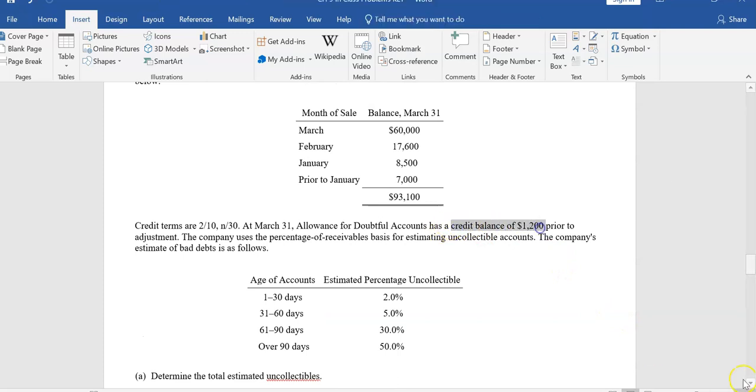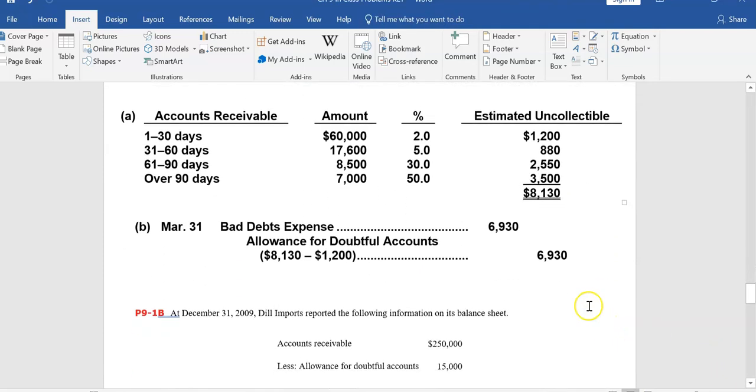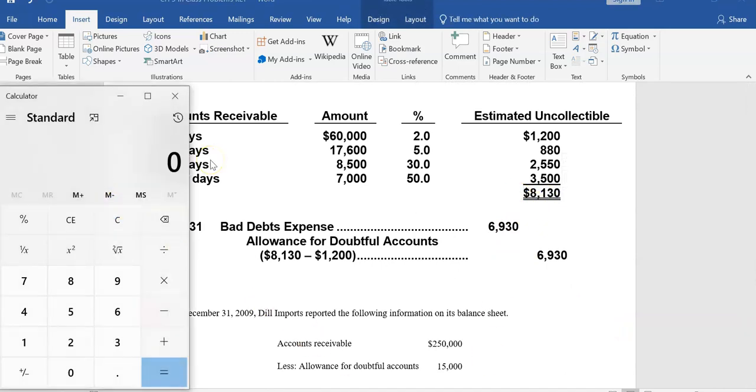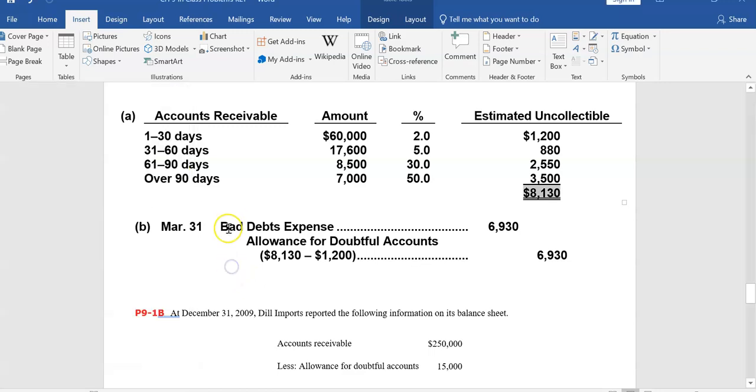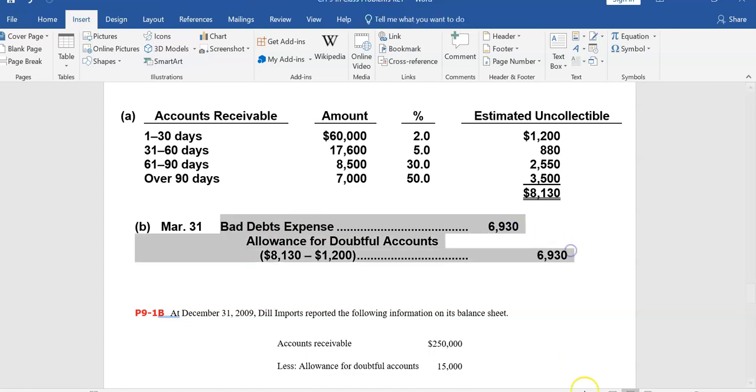Currently, the allowance account has a $1,200 credit balance. It needs a balance of $8,130. We need a balance of $8,130. It currently has a $1,200 balance. The amount of bad debt expense we need to record to get the allowance account up to $8,130 is $6,930. Our journal entry will be a debit to bad debt expense and a credit to the allowance for doubtful accounts.